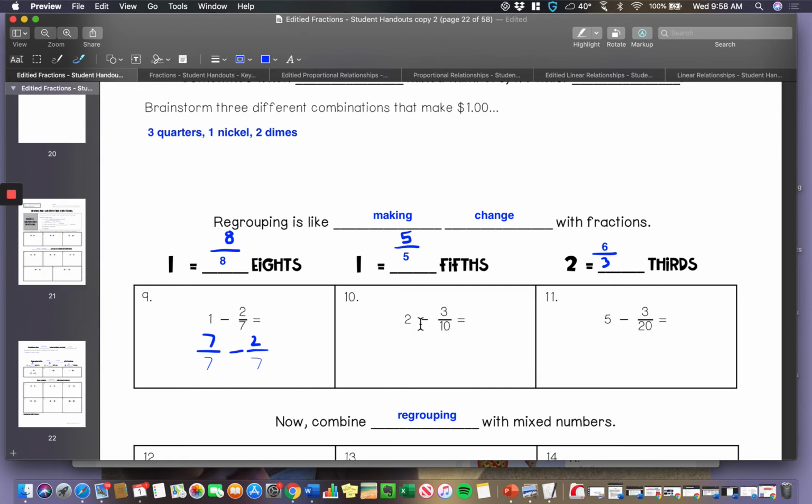So for number 10, I can break the whole number down into tenths. But I have 2 of those, just like here. I have 2 of those thirds. So in this one, I have 2 of those tenths. So when I break it down, I'm going to have 20 tenths. Now the reason for that is I have 2 whole numbers that are broken down into tenths.